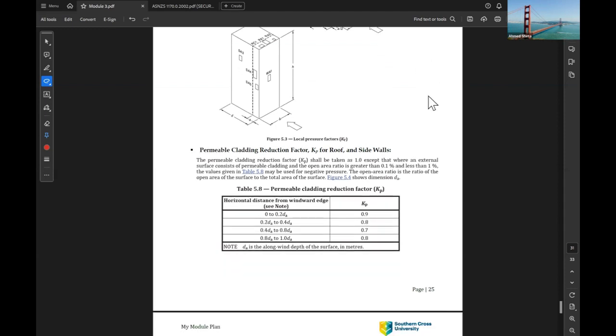Okay, also the final parameter we have is the permeable cladding reduction factor, KB, for roof and side walls. Also, KB can be taken as 1 in our calculation. So the permeable cladding reduction factor, KB, shall be taken as 1 except where an external surface consists of permeable cladding and the open area ratio is greater than 0.1% and less than 1. The values are given in Table 5.8. So 5.8 for permeable cladding reduction factor, KB.